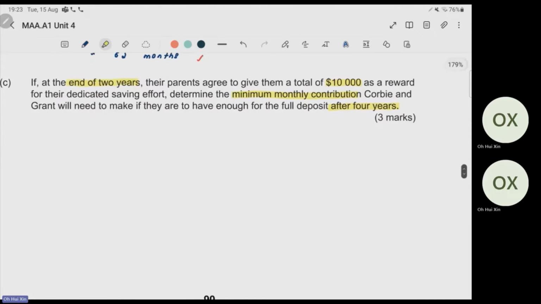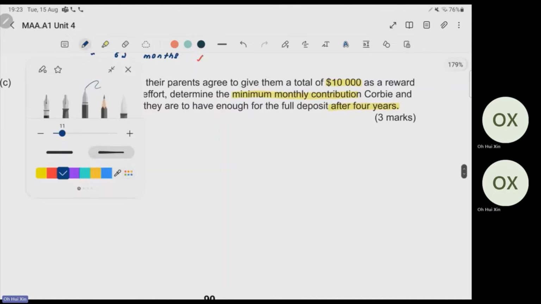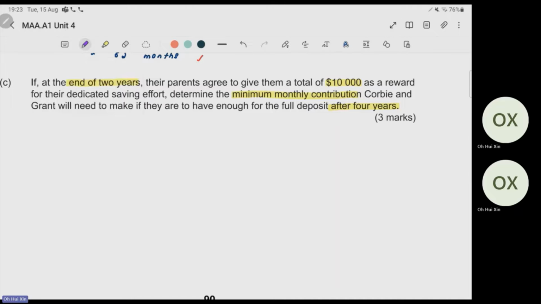Maybe, if you can understand what I mean, then you can fast forward a bit. But if you can't, then I'm going to draw a timeline. Maybe that's going to help you to understand it better. So we start off with 7,000, right? So let me.